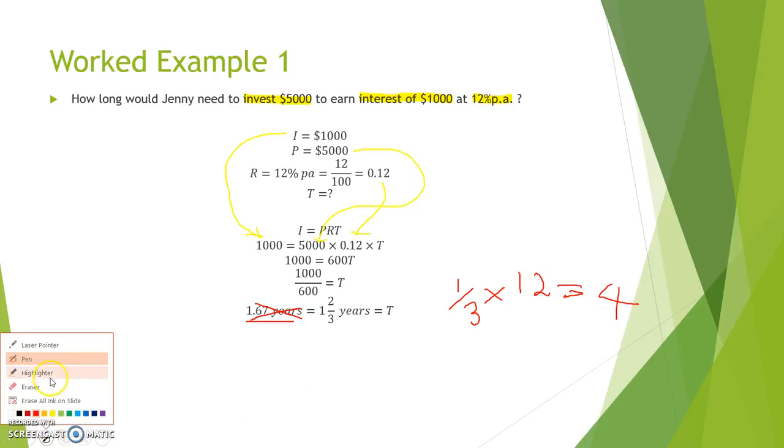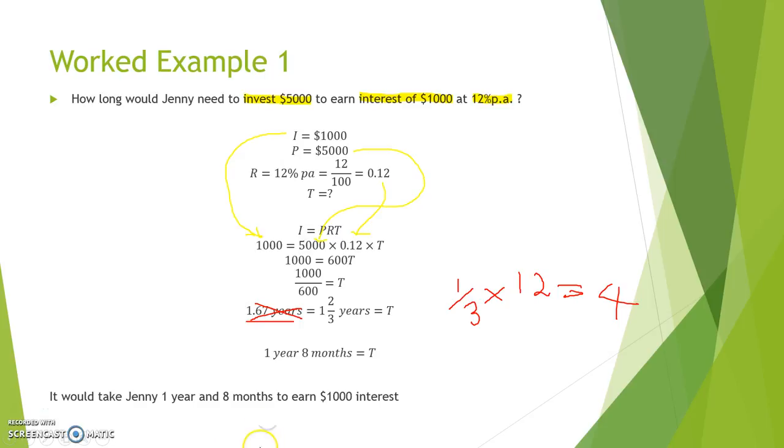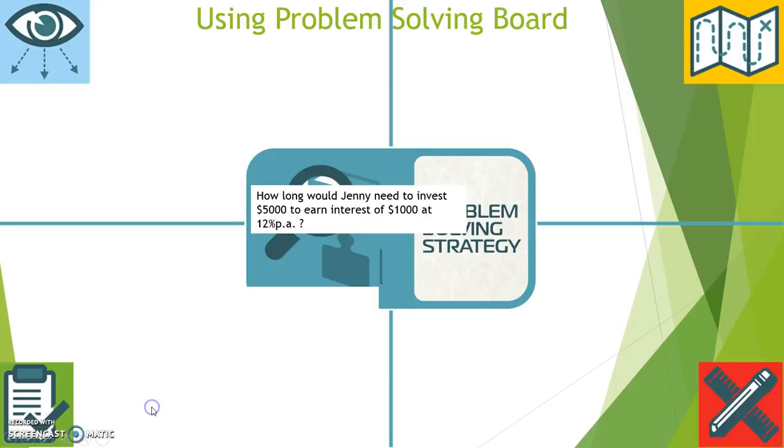So what we actually have there is 1 year and 8 months. And that's a better answer than 1.67 anyway. It makes more sense to most people. So there's our answer for the word problem. It would take Jenny 1 year and 8 months to earn $1,000 interest.